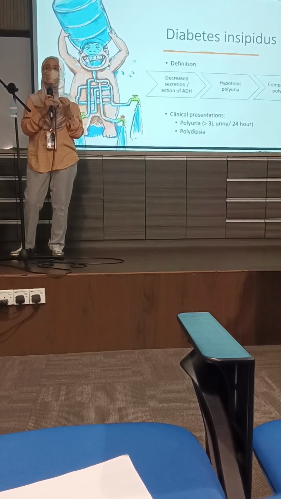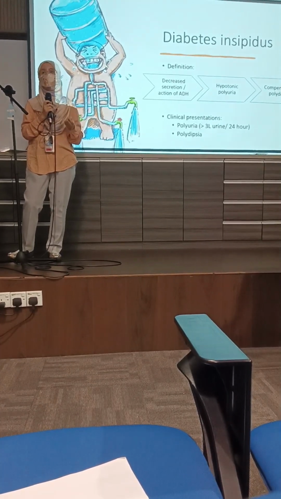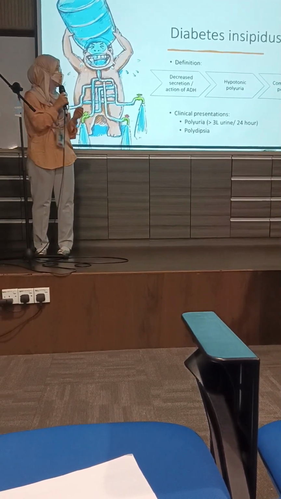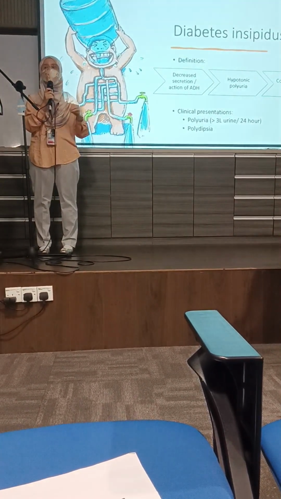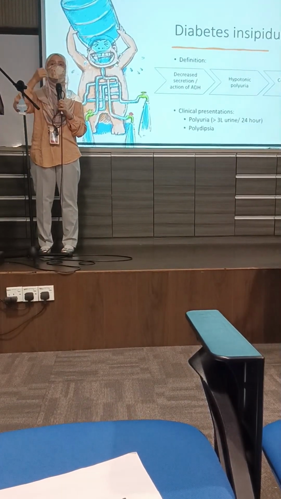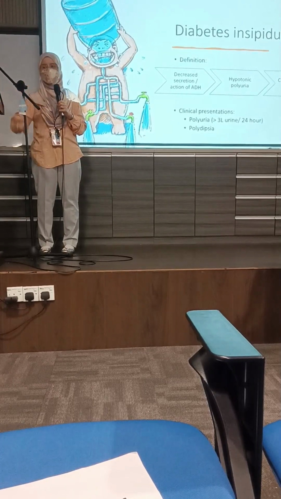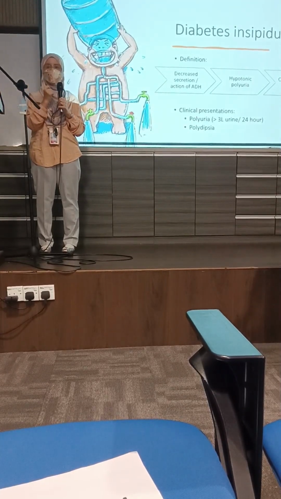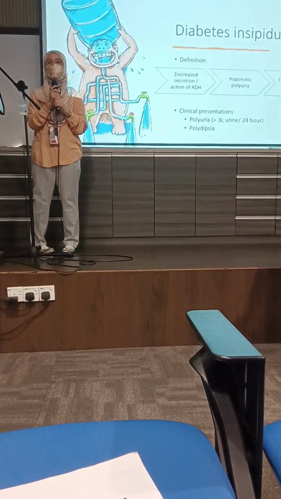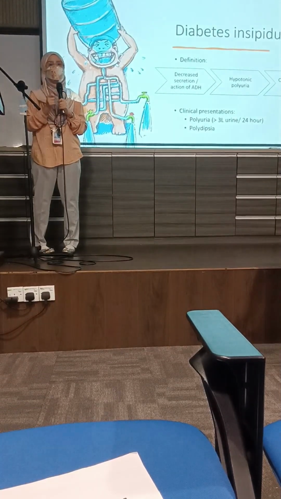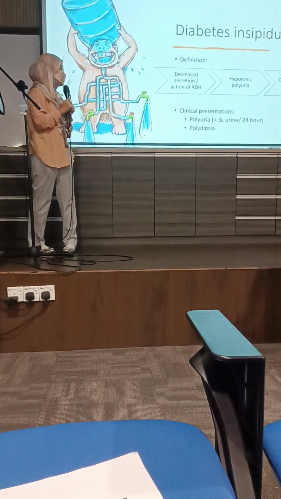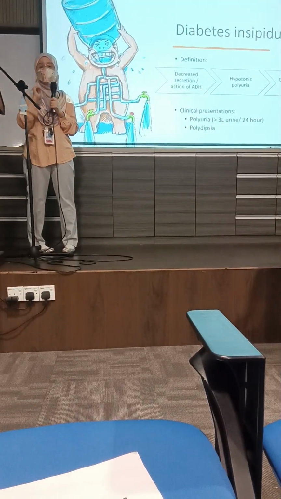So, what happens when there is no ADH? You will lose water. You will get polyuria. Why is the polyuria hypotonic? Because what comes out is purely water. And compensatory polydipsia. The patient will drink, but because there is no ADH, it is like drink and out, drink and out. It does not retain in the body. So the clinical presentation, patient will have polyuria, which is defined by urine output more than 3 liters over 24 hours, and polydipsia. Okay, polydipsia means drinking a lot.